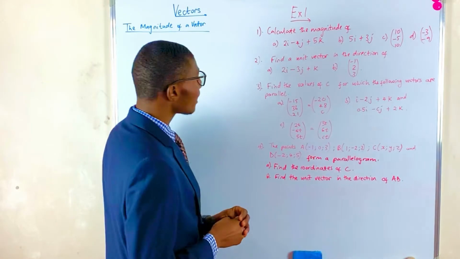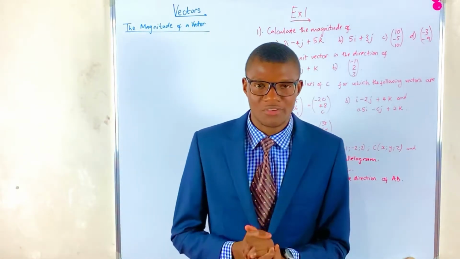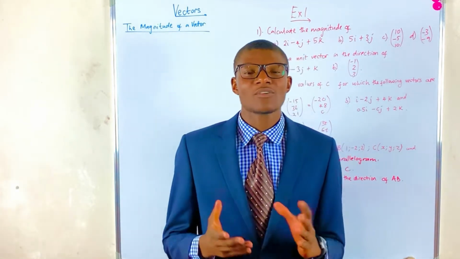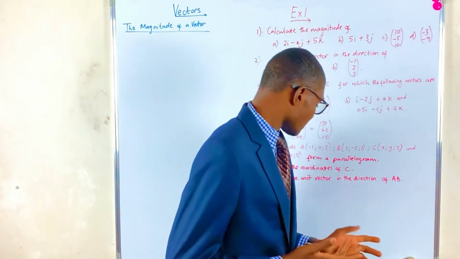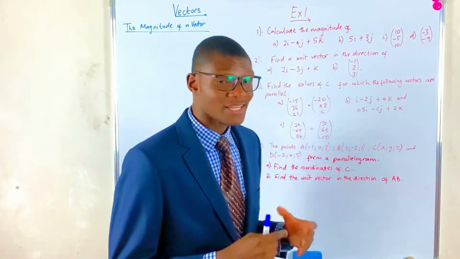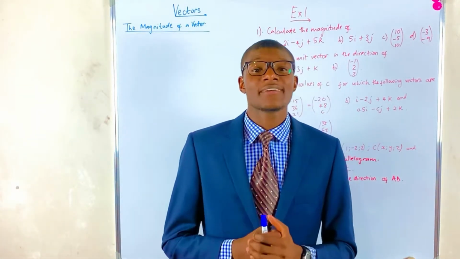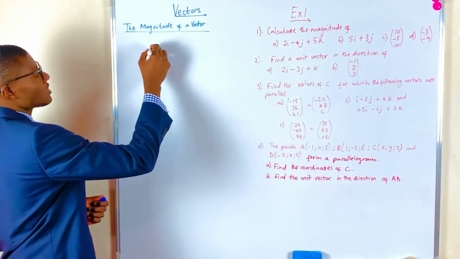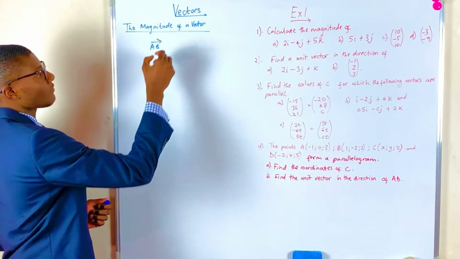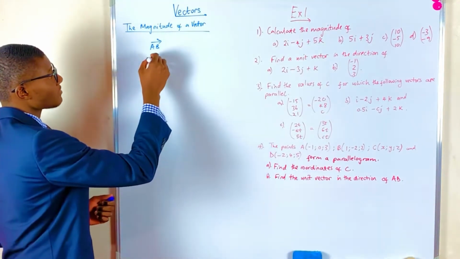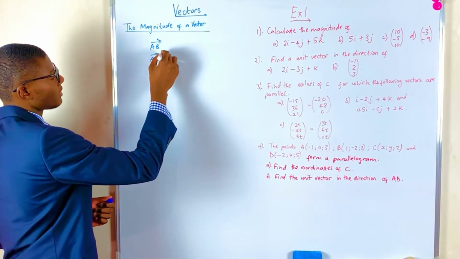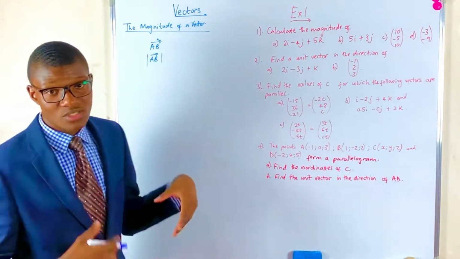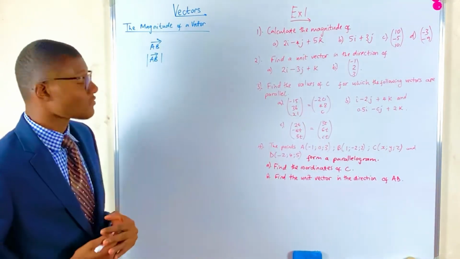Okay, so to start off, we shall define what the magnitude of a vector is. The magnitude of a vector is simply the length of a line that represents that vector. And it is denoted, say for a vector AB, by these bars. This is also sometimes called the modulus of a vector.